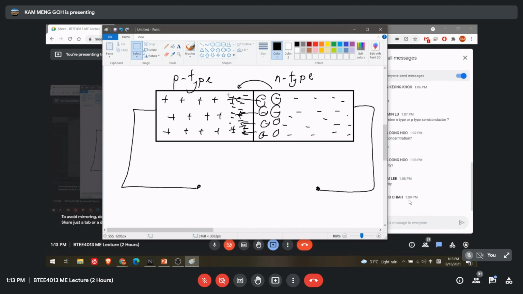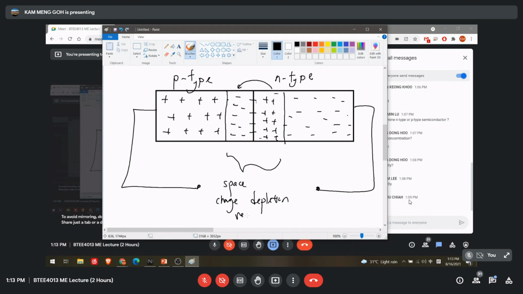So when you are having this, let's say if you remove this part, you are going to have one region, this region and this region. Negative over here, positive over here. Okay, this region we call it a space charge depletion region. Then you got some kind of distance, which is W, and also the voltage.